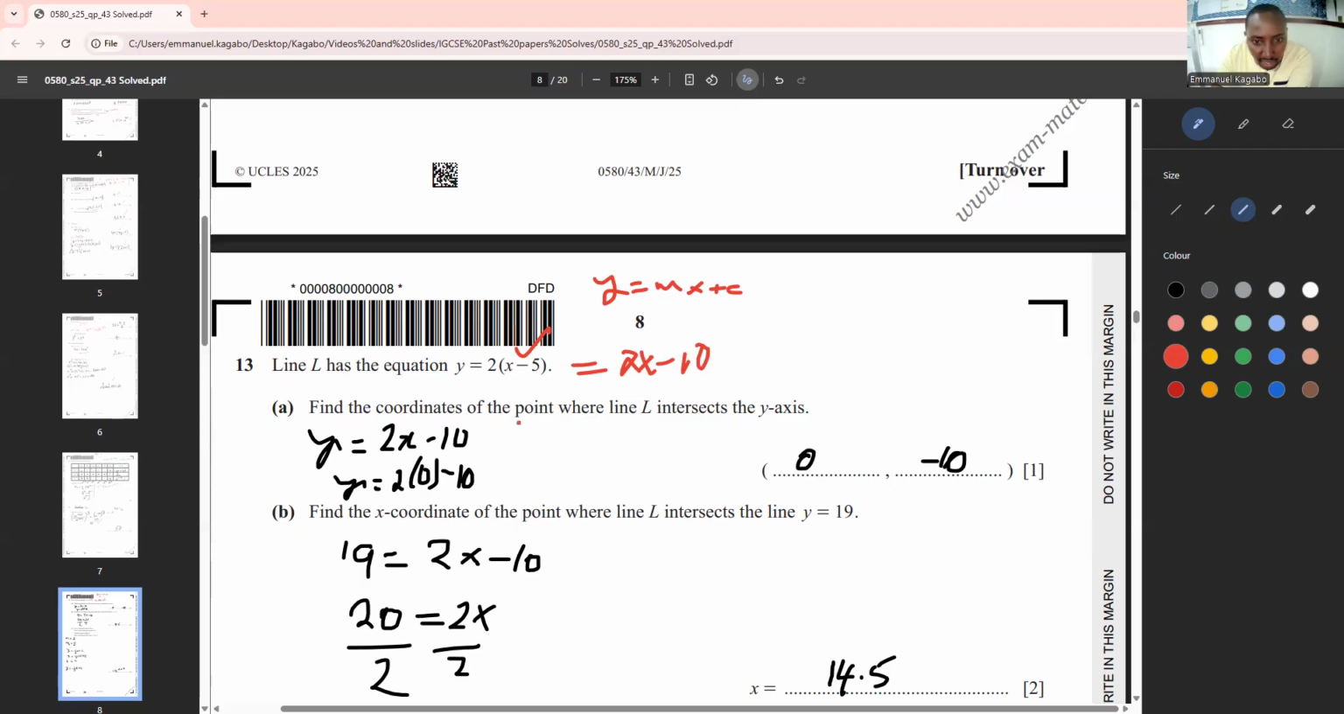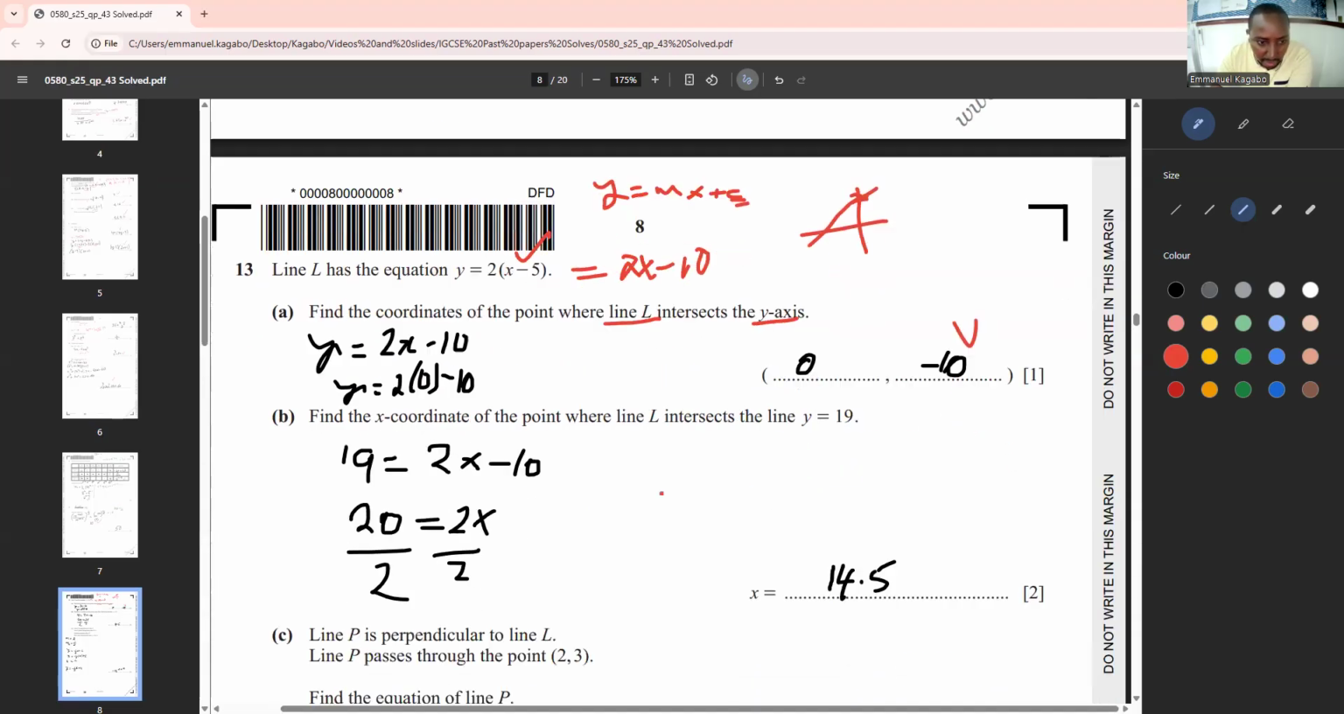Find the coordinates of the point where the line L intersects the y-axis. Intersecting the y-axis is the value of c, and it's negative 10. Also, you can do it by remembering if you're talking about y-intercept, at this point all the time x is 0. So that means I can substitute 0 here, and I'll still get the same answer.